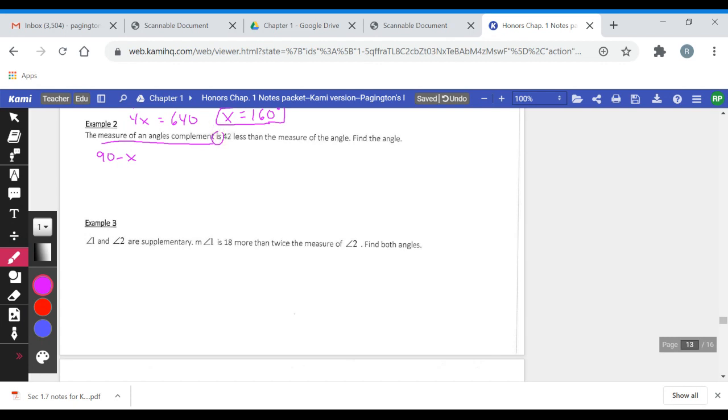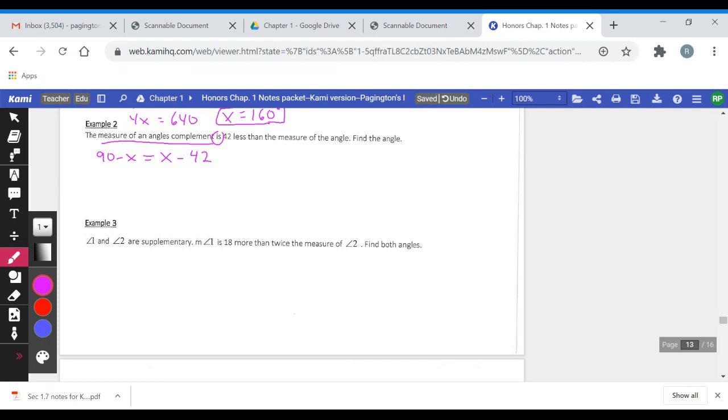We've got our "is", so that's our equals. And then it says 42 less than the measure of the angle. So you've got to be careful with that. Anytime we're talking about subtraction, the order matters. When we're talking about adding, the order doesn't matter. But this time, we're saying 42 less than the measure of the angle. The measure of the angle is our x. And then we need to go minus 42. We need to take 42 away from that.